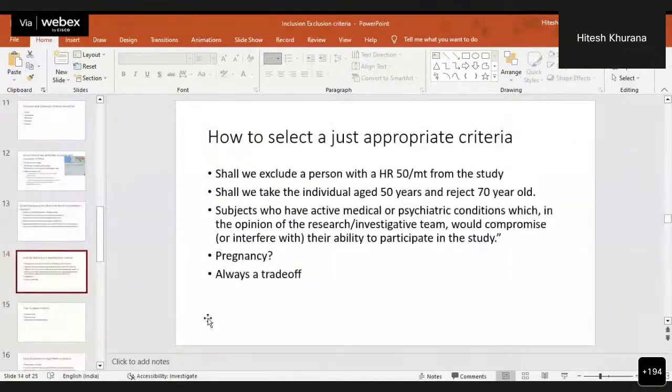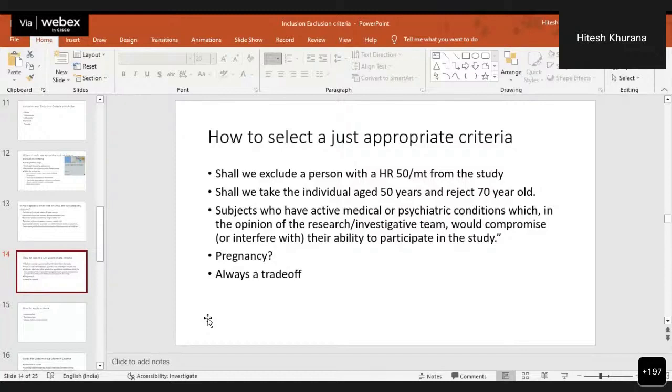How to select just an appropriate criteria? Let's have a few examples. If we want to carry out research on the healthy population, and a person is having a heart rate of 50 per minute, should we exclude that person? This is a really very big question.